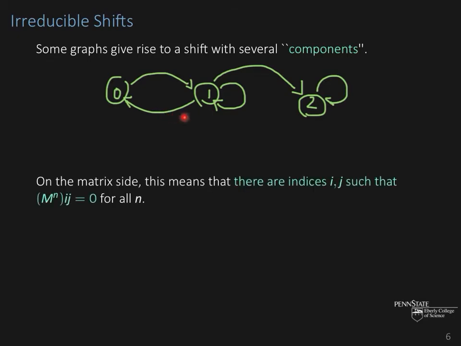So if we have such a configuration here, that means on the matrix side, there are indices i, j such that if I take the nth power of the adjacency matrix, the entry ij is 0 for all n, right? That means, graph theoretically, there is no possible path from i to j. So in our example here, there's no possible path from 2, for instance, to 0.